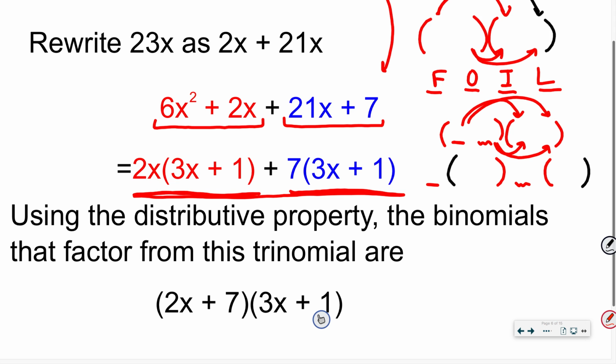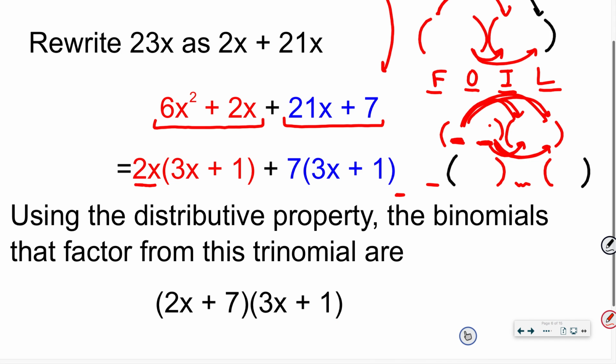Imagine, and I know I'm asking you to tap back into your multiplication, if you were FOILing, you would multiply the first term of the binomial times the entire second binomial. And then you would take the second term of that binomial and also multiply it by the other binomial. So again, we're undoing. You're going to learn a process for this, so don't worry. After I break this out, what am I left with? One of the binomials is 3x plus 1. The other binomial is made up of this 2x and this 7.